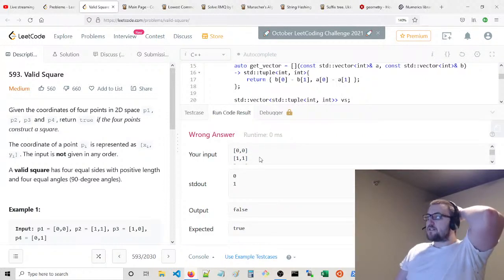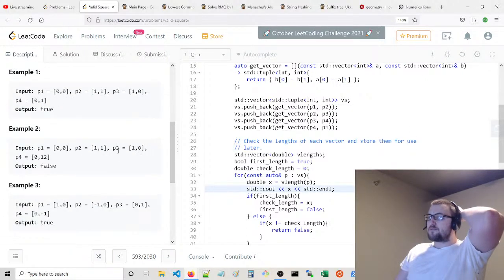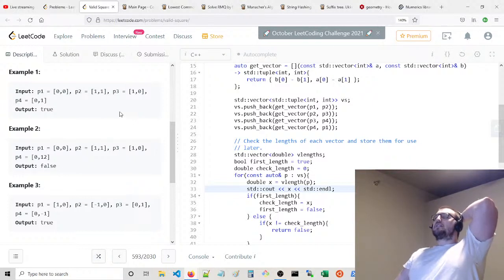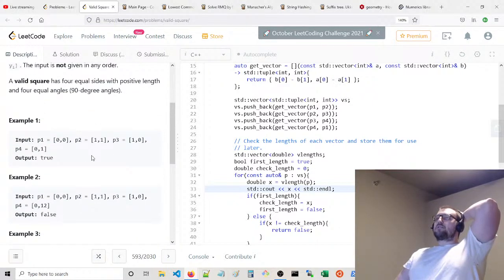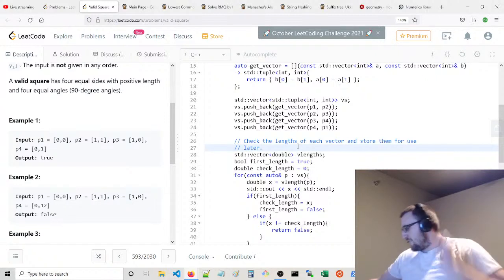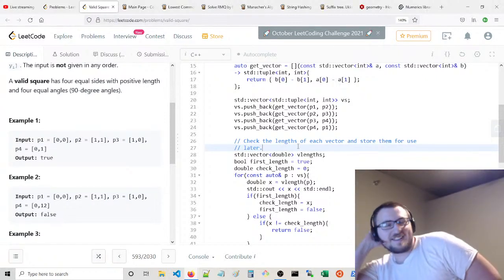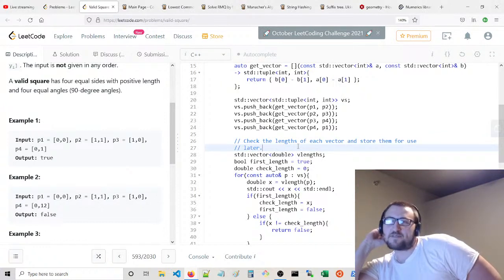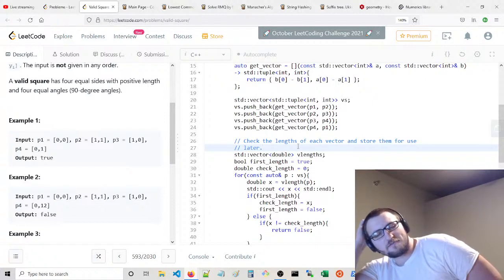That is not correct. Oh, these points are not in the right order. That's awkward. This shouldn't have been 0 though. We have to figure out if it's a square, and we're not given the points in the right order. That is very awkward.